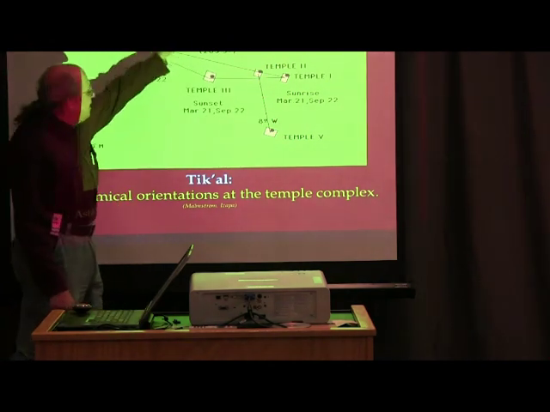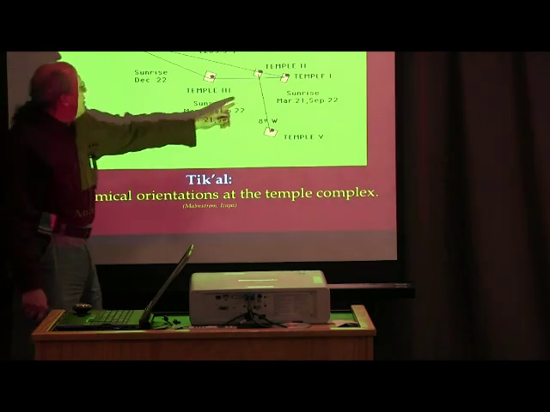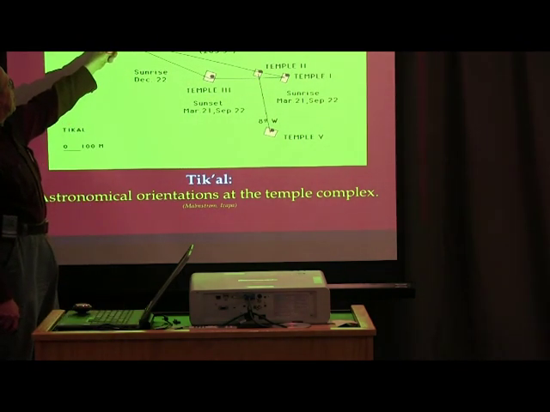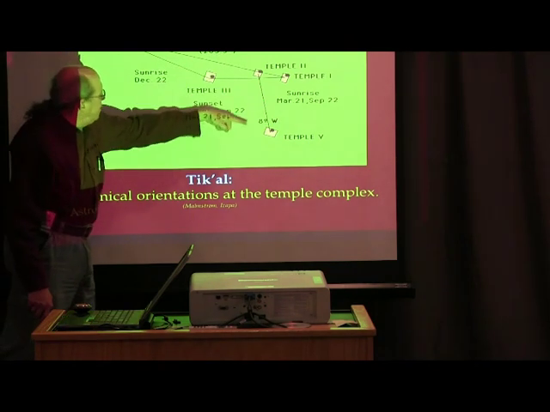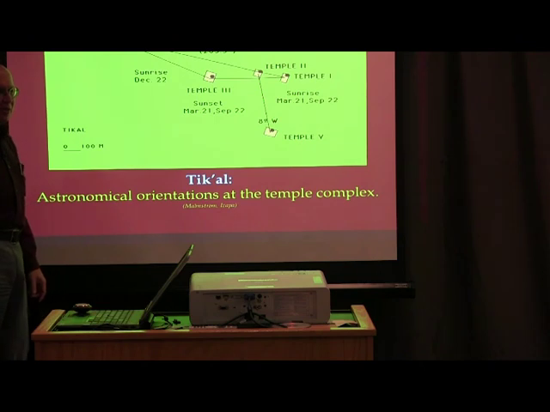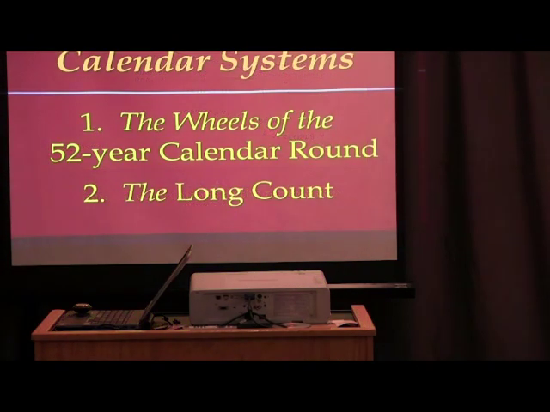So we're looking at all these different orientations, and you also notice how each one of these structures is oriented exactly the same way. Every single one of them, only Temple 1 to Temple 4 does mark the sunset of August 13th, but can you see the common alignment of everyone? They're all aligned to August 13th. Most Maya cities are aligned to that.